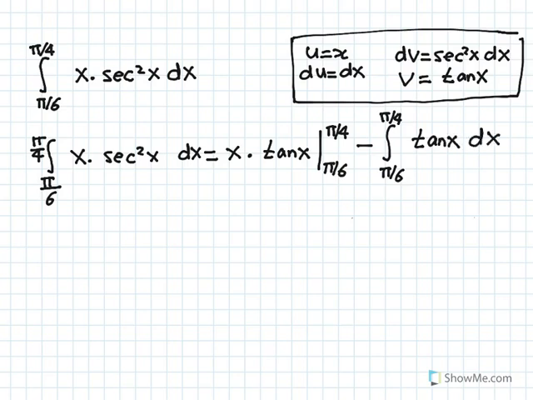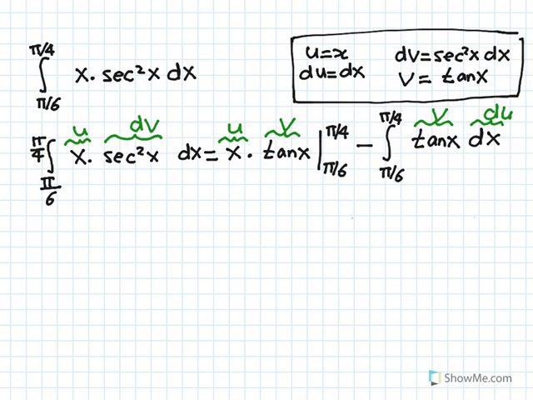Let's label these. So u is equal to x, that's u. Secant squared x dx, this is dv. And this is equal to u times v, that's u is x, and v is tan x, and minus the integral of v du, tan x is v, and du is going to be just dx. That's du.